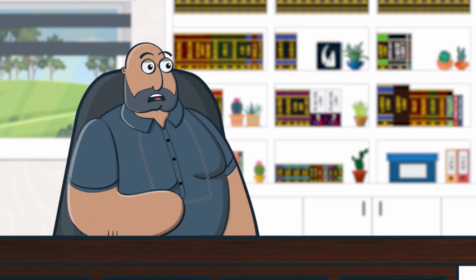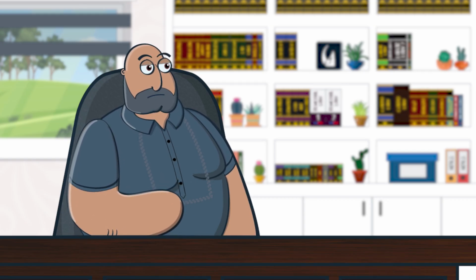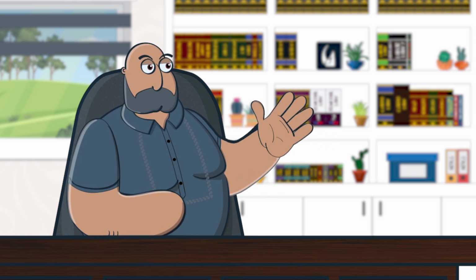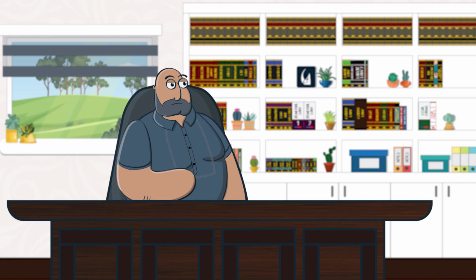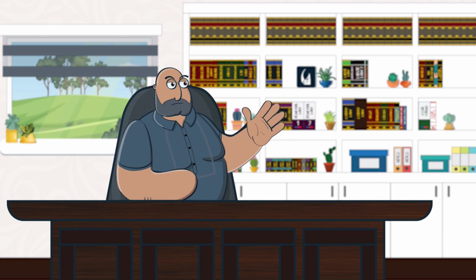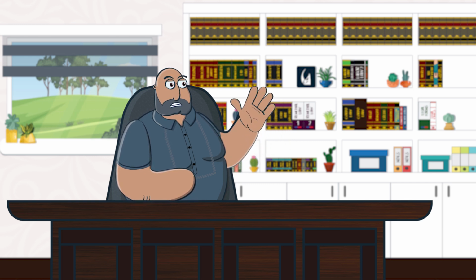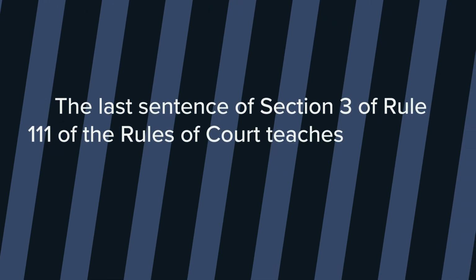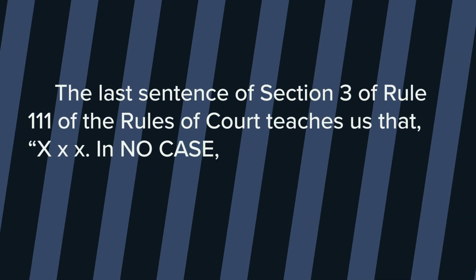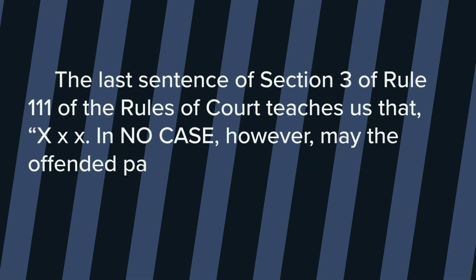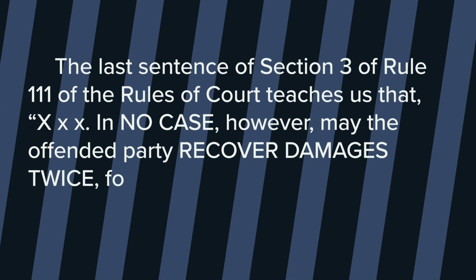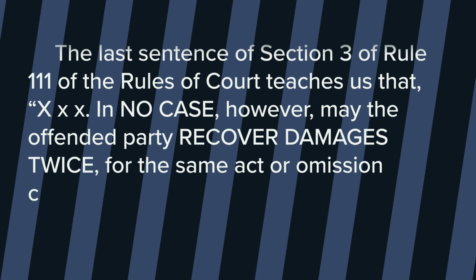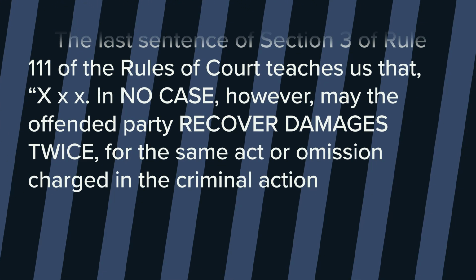With that being said, let us now go to the first and probably most important rule. You have to remember this, kapatid, because it is the only reason why we have the rest of the rules on separate civil actions arising from crimes. The last sentence of Section 3 of Rule 111 of the Rules of Court teaches us that in no case, however, may the offended party recover damages twice for the same act or omission charged in the criminal action.